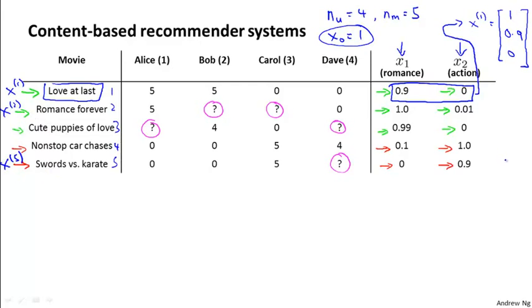Also, consistent with our early notation, we're going to set n to be the number of features not counting this x0 intercept term, and so n is equal to 2 because we have 2 features, x1 and x2, capturing the degree of romance and the degree of action in each movie.